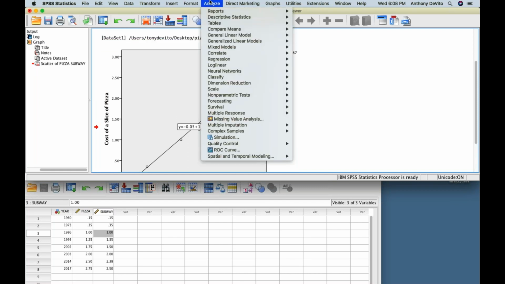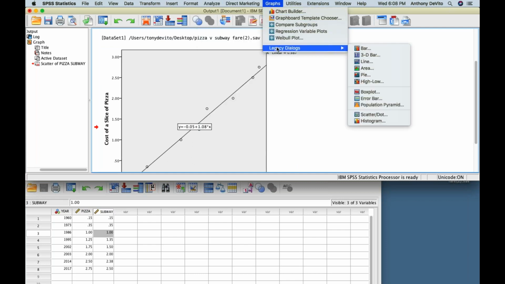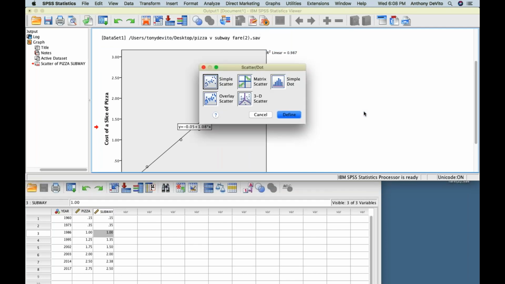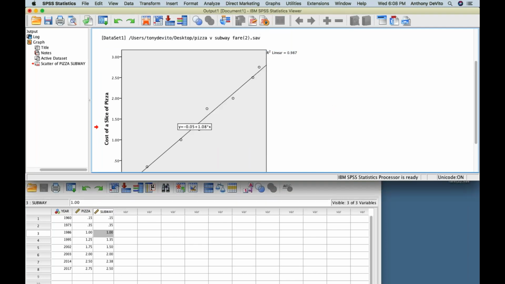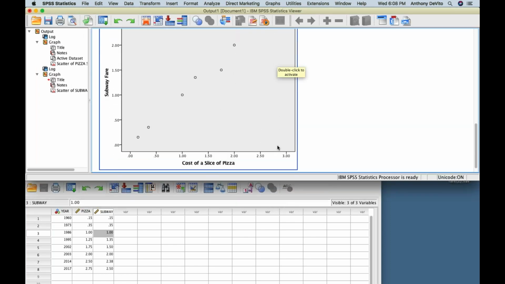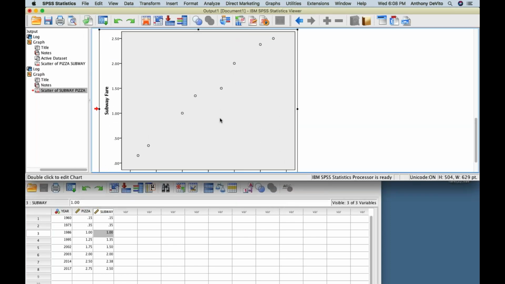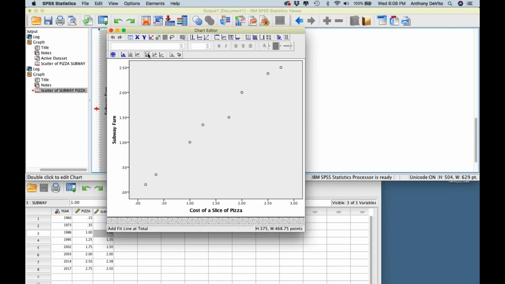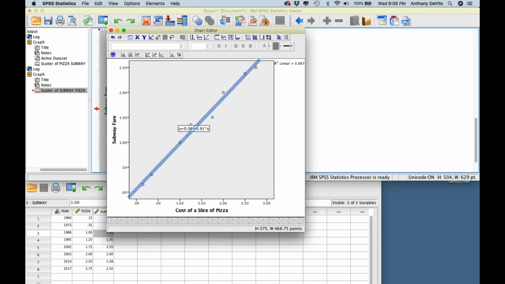I'm going to do this another way just to show you. I'm going to go to graphs, legacy dialogs, scatter dot. I'm going to go to simple scatter dot again. It should still have the variables in there. I'm going to reverse these: subway, whoops, cost of a slice of pizza. I'm going to put one in the x-axis, one in the y-axis. Okay, I'm going to do it again. And sure, it looks a little bit different, doesn't it? But it still gives me that kind of linear relationship, right?